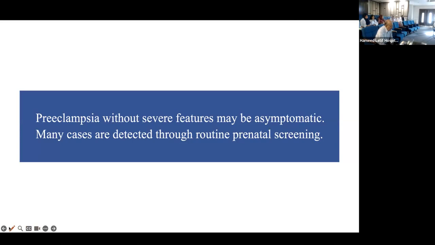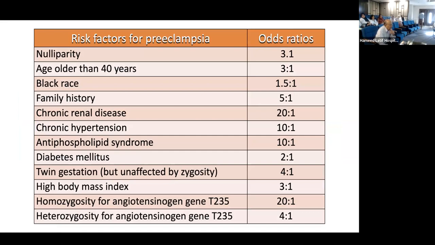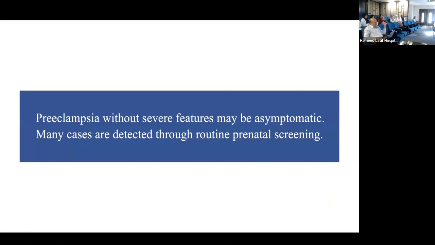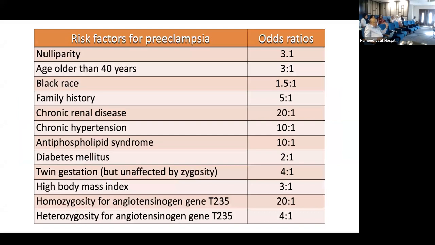I am starting my presentation. Actually I will put it on the net as well. These are the risk factors for pre-eclampsia which have previously been shown. Without severe features, pre-eclampsia can be asymptomatic. That's why it is important that we continue to monitor all those women who are at a greater risk, who have risk factors like primary gravidas, those with twin or multifetal pregnancy, or who are obese or who have diabetes. These should be closely monitored for developing pre-eclampsia.